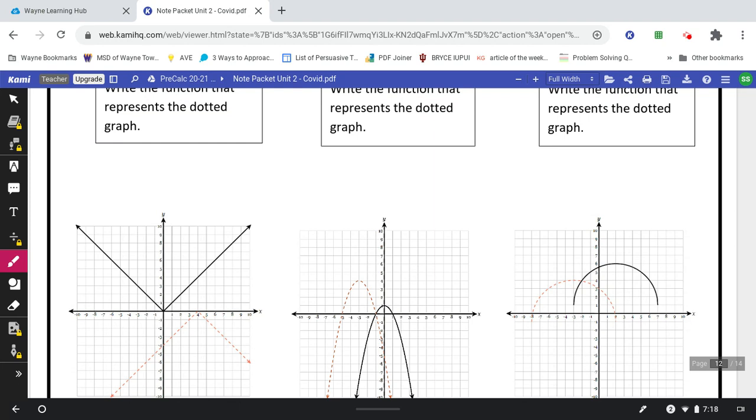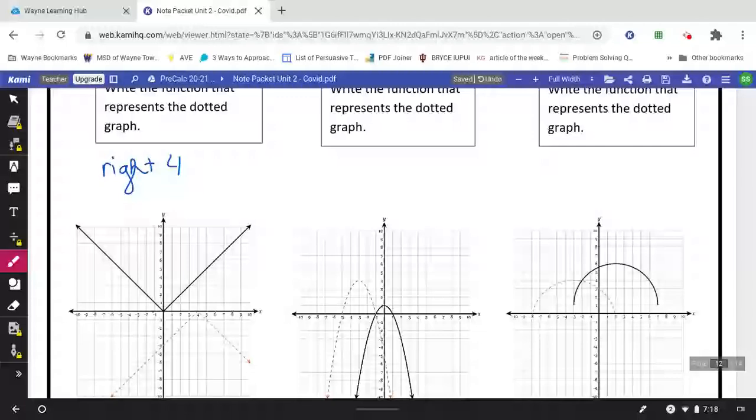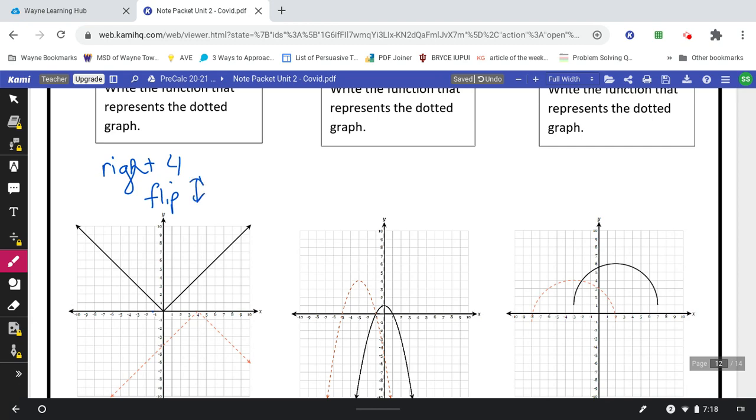So to me, it looks like the graph got moved over to the right. Got moved over right 4 places. So that would have shifted the black graph over 4 places. And then it looks like it got flipped upside down. So flipped top to bottom.